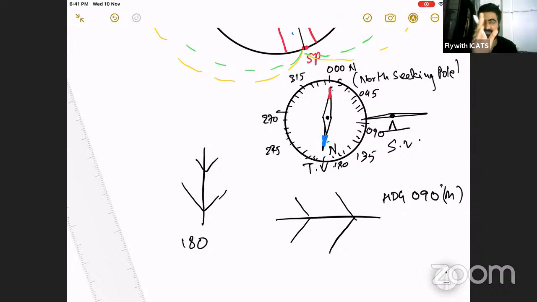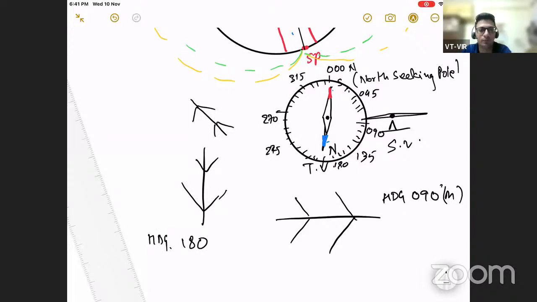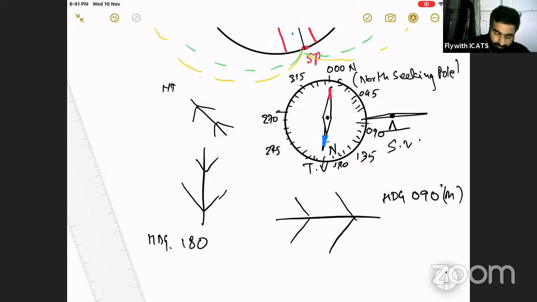What do you see straight ahead? That is your direction. One more example, this case. Who can give me a rough idea heading of this aircraft? 315. Subhajit, your answer? 315. Makes sense. Very good.